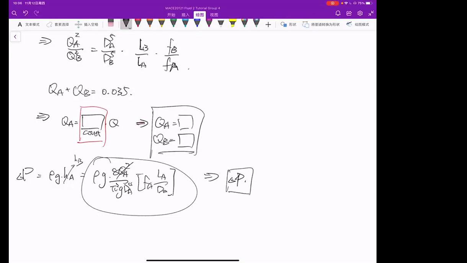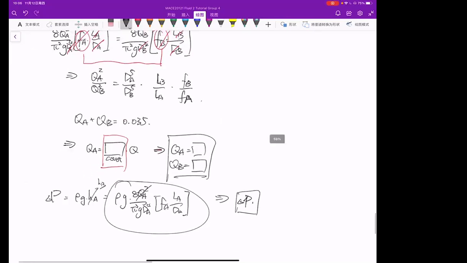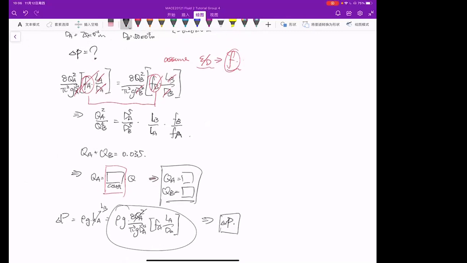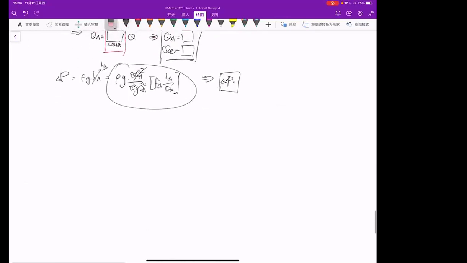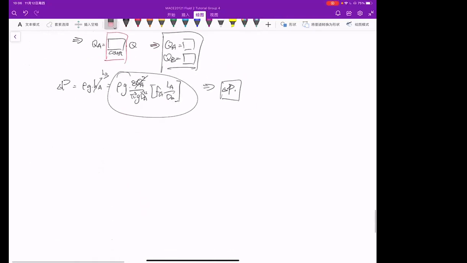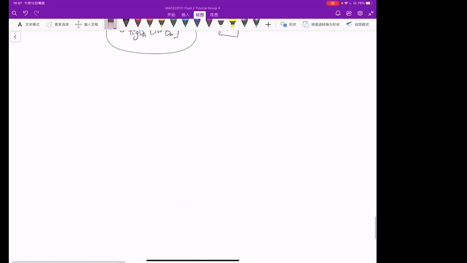This is exactly how. Why is it DB squared? QB squared, DB squared, where is DB squared? Oh, this one, sorry, my mistake, it is DB to the fourth. Okay, sorry for this, so let's move to H1.